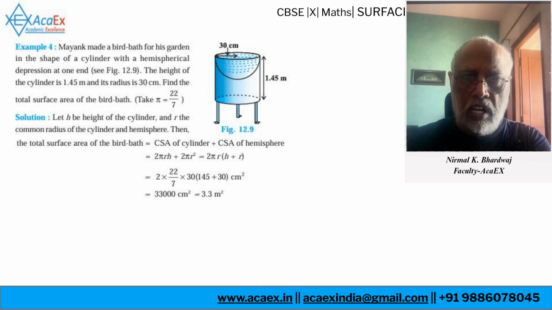The total surface area is the curved surface area of the cylinder plus the curved surface area of the hemisphere. The formula is 2 times pi times r times h plus 2 times pi times r squared. This simplifies to 2 times pi times r, multiplied by h plus r. Note that the height of 1.45 meters is equal to 145 centimeters. The calculation is 2 times 22 divided by 7 times 30 multiplied by 145 plus 30. The total surface area is 33,000 square centimeters, which is equal to 3.3 square meters.